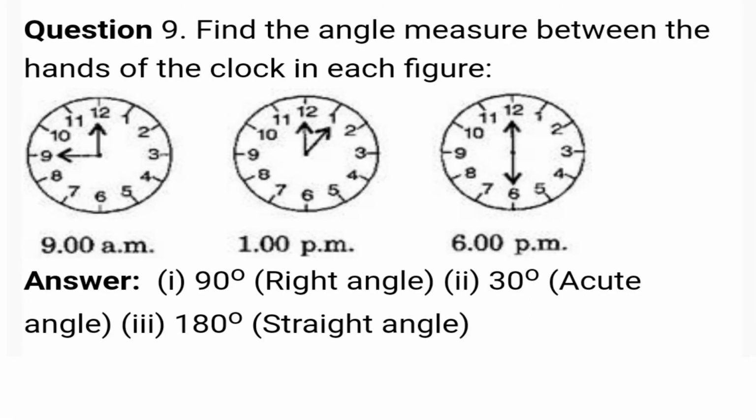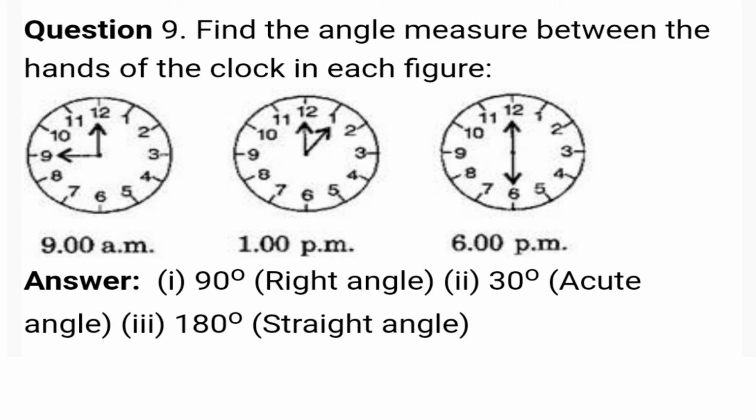Now, let us try to solve this question number 9, which says find the angle measure between the hands of the clock in each figure. Well, here in this question we are given the clocks displaying some time, and we are supposed to find the measure of the angles about the time. So figure 1. Well, figure 1 shows 9 AM. Thus, here when we place the baseline of the protractor on a straight line along 9 and 3, then the measure of the angle we get is 90 degree because it forms a right angle.